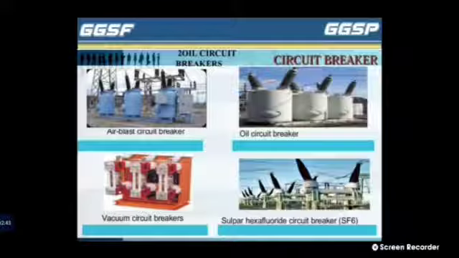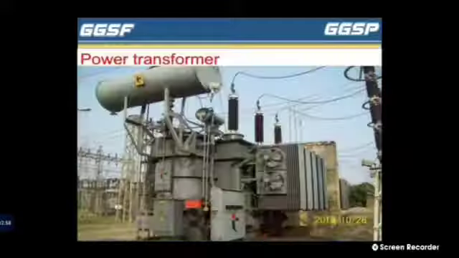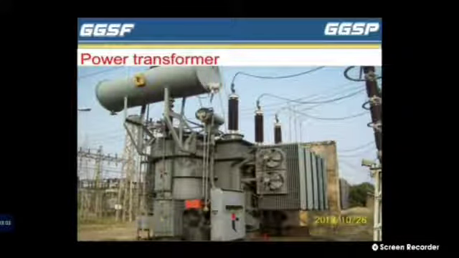Now next, the lightning arrestor. A lightning arrestor is a device used in an electrical power system to protect the insulation of the system from the damaging effect of lightning. Now next is the power transformer. A power transformer is used to transfer electrical energy in any part of the electrical or electronic circuit between the generator and the distribution primary circuit. These transformers are used in distribution systems to interface step up and step down voltages.